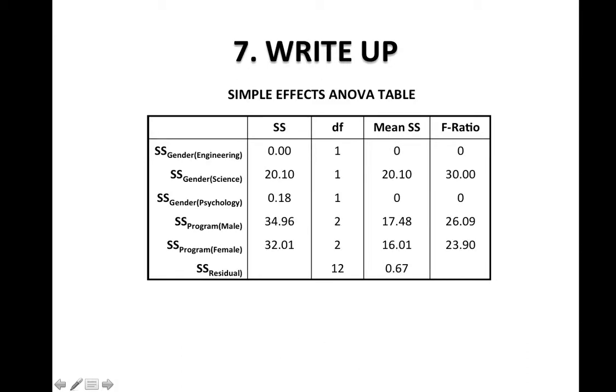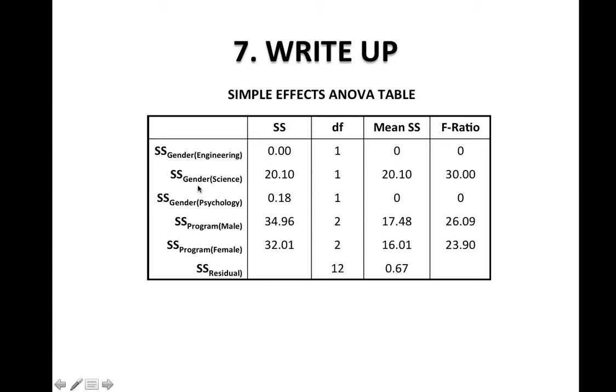Okay, so since we had a significant interaction, we also looked at the simple effects. What we saw here is when we were looking at the differences between gender for just the engineers, there was no difference, so that's why we have an F ratio of 0. It's because both groups had the same mean.